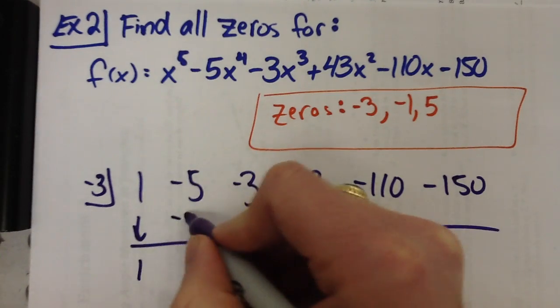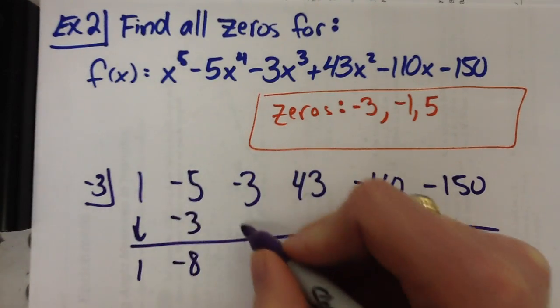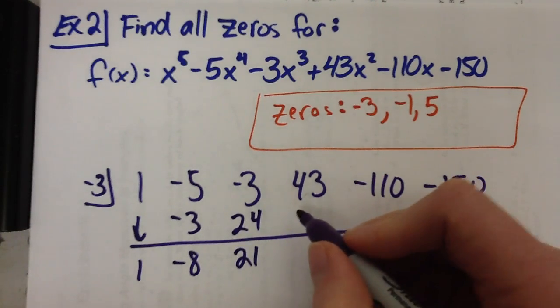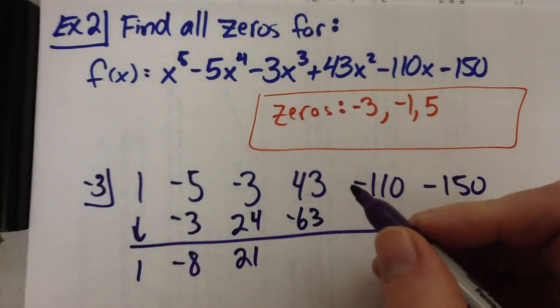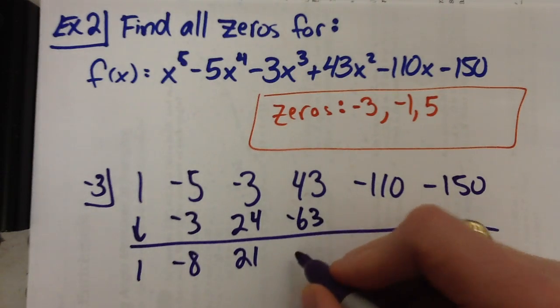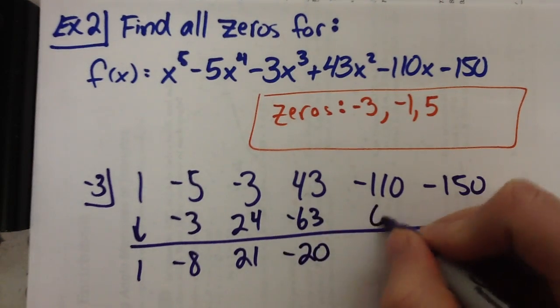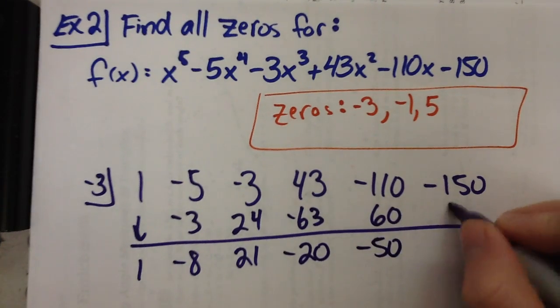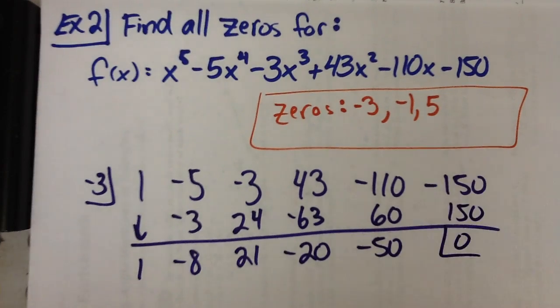Just do what you need to do to get the right answer. So bring down the 1, -3, add them, -8. Multiply, get 24. That's 21. That's going to be -63. And I'm going to double check, make sure. Just to be sure. Yeah, that's right. This one's -20. That's going to be +60. So -50 and +150. That's 0.